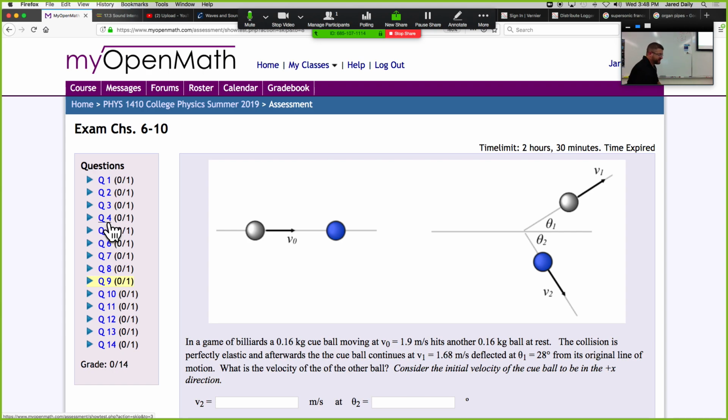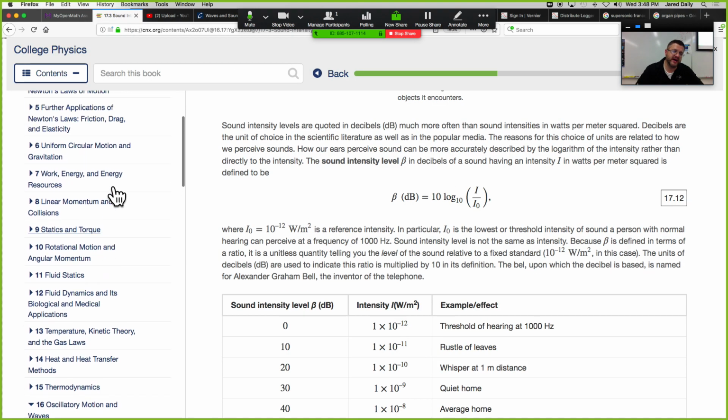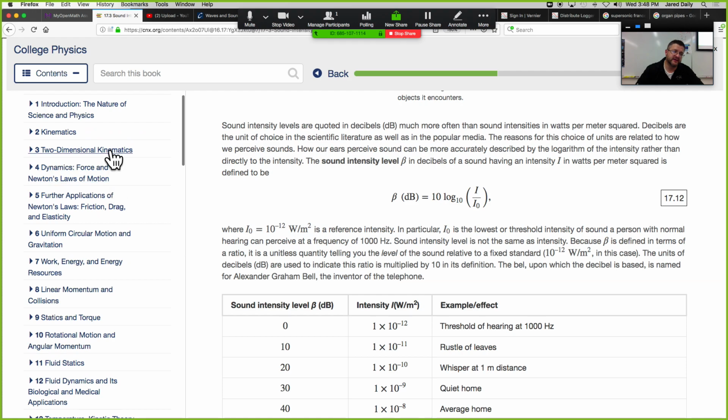Now, there is a little bit of a thing that you need to remember that applies directly to this situation and will help you to shortcut this situation. So let's go back to our two-dimensional kinematics and figure out what that is.